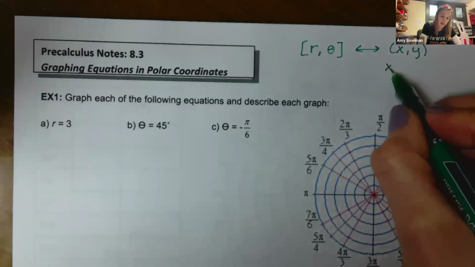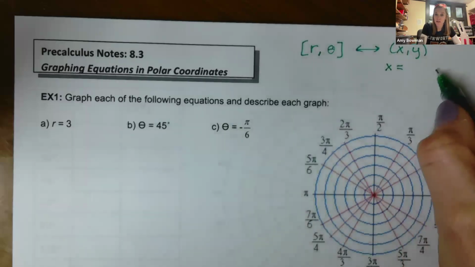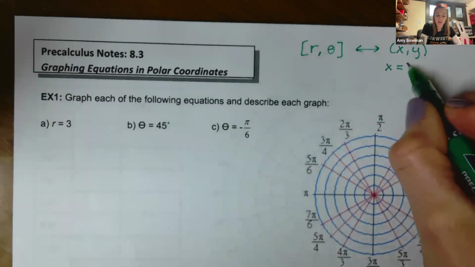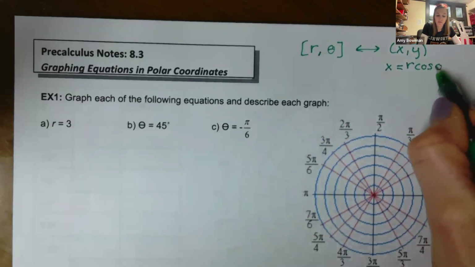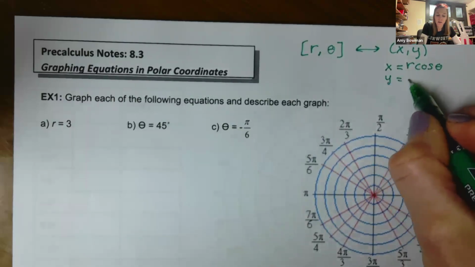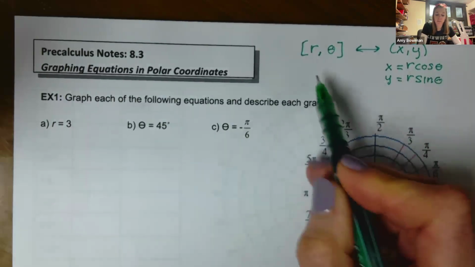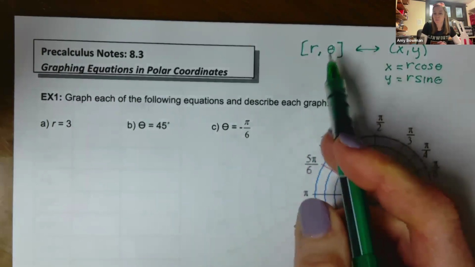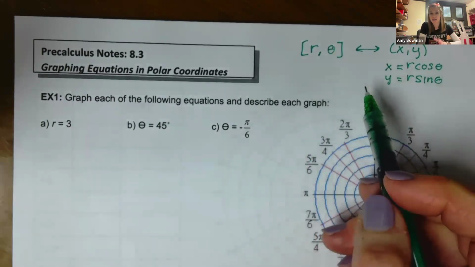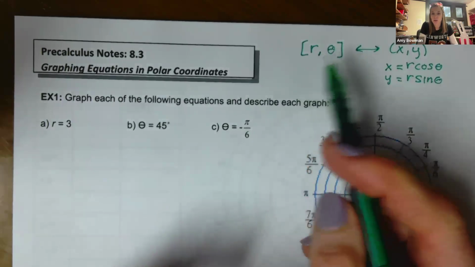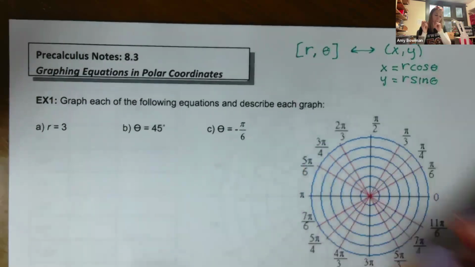We found that we can always compute the x coordinate using r times the cosine of theta. Y is always r times the sine of theta. So this is just how we were going from polar to rectangular to plot a point in the same exact location, but in different ways, from polar to Cartesian.